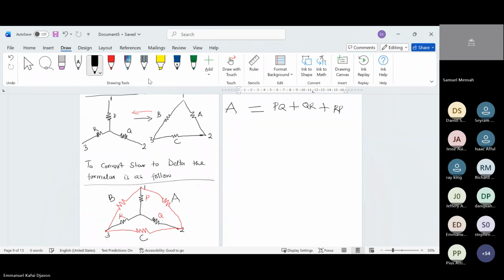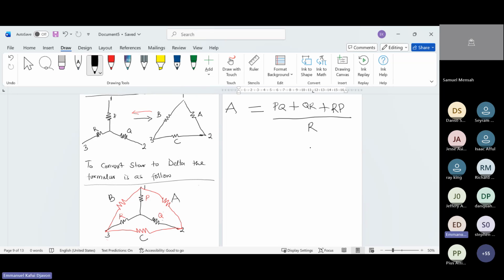RP, let me write the RP properly, all over R.